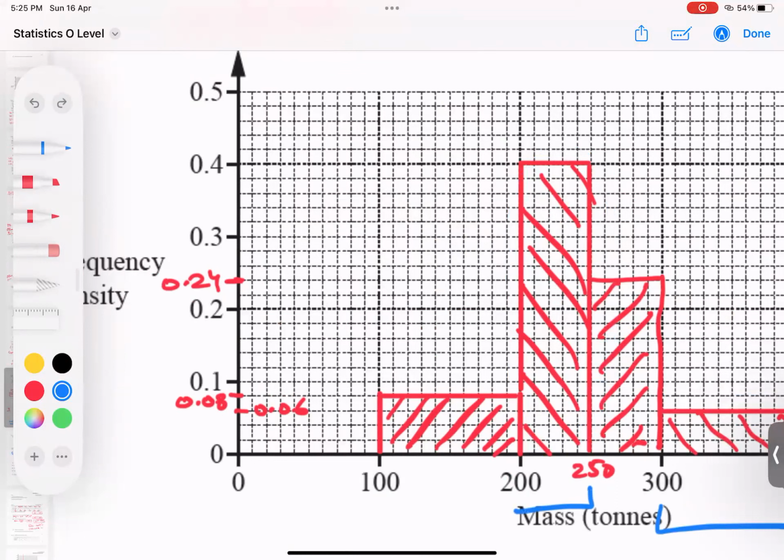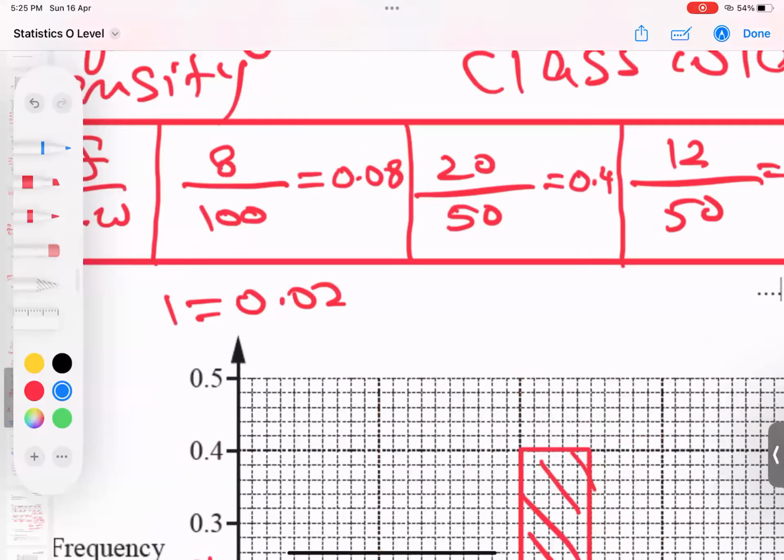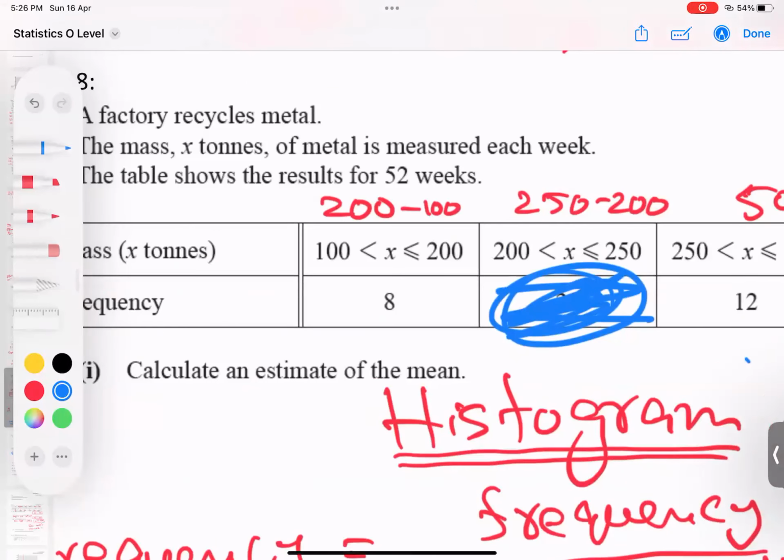What is this gap? 50. How much is this height? 0.4. So please type in the calculator 0.4 times 50. Please check it, and don't just believe me, type parallel with what I'm saying. My answer is coming 20. So 0.4 times 50 is 20. If I erase it, you will see it is 20. So you learned a new lesson.